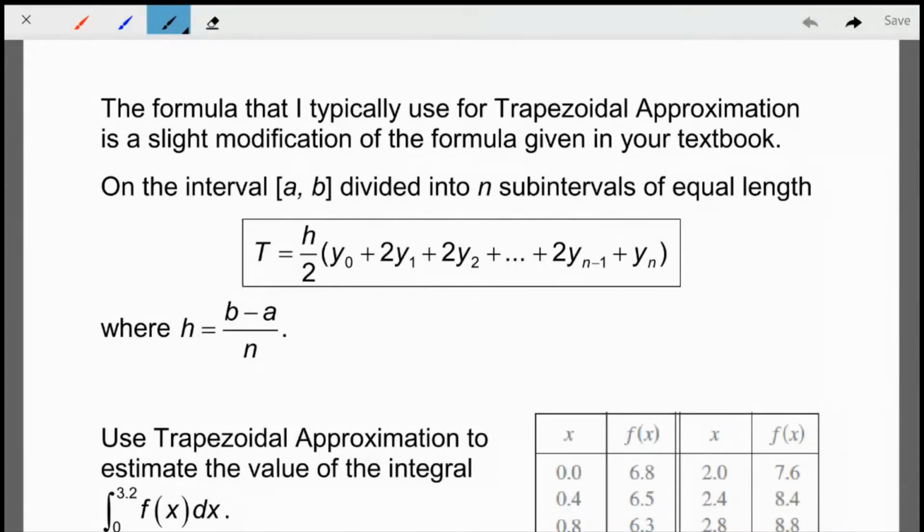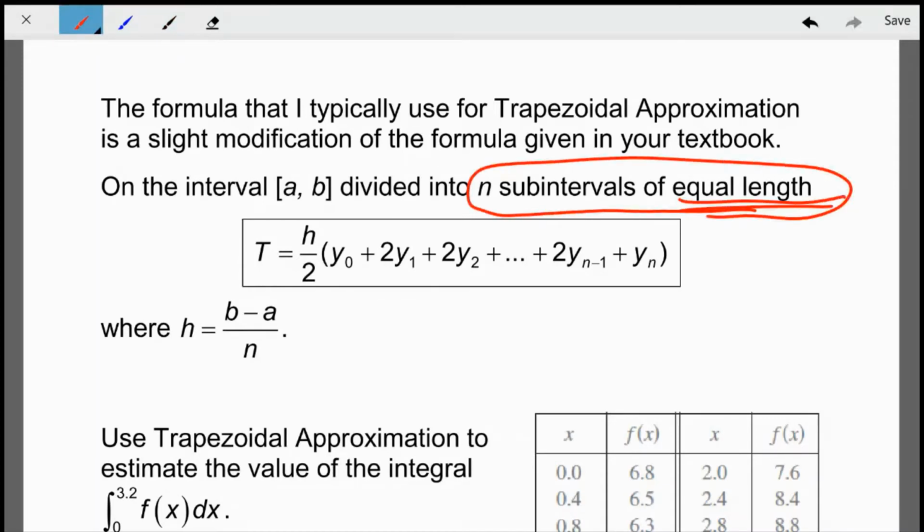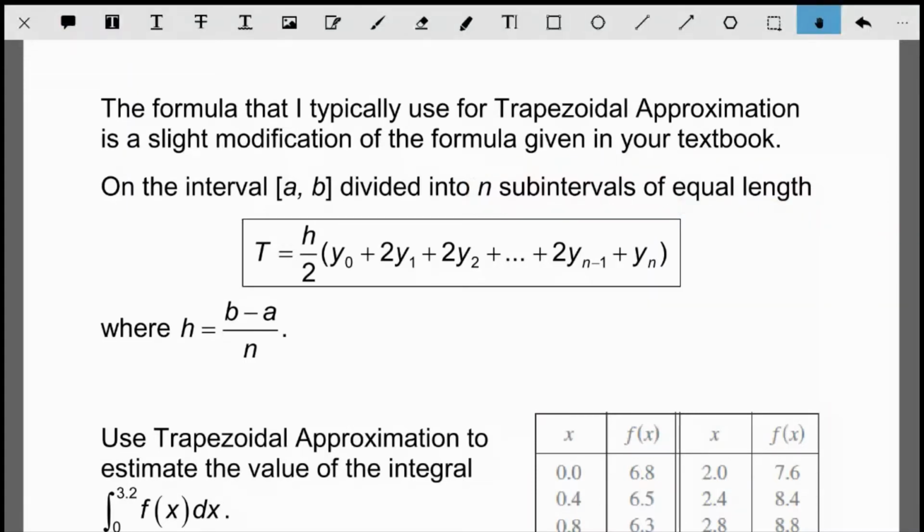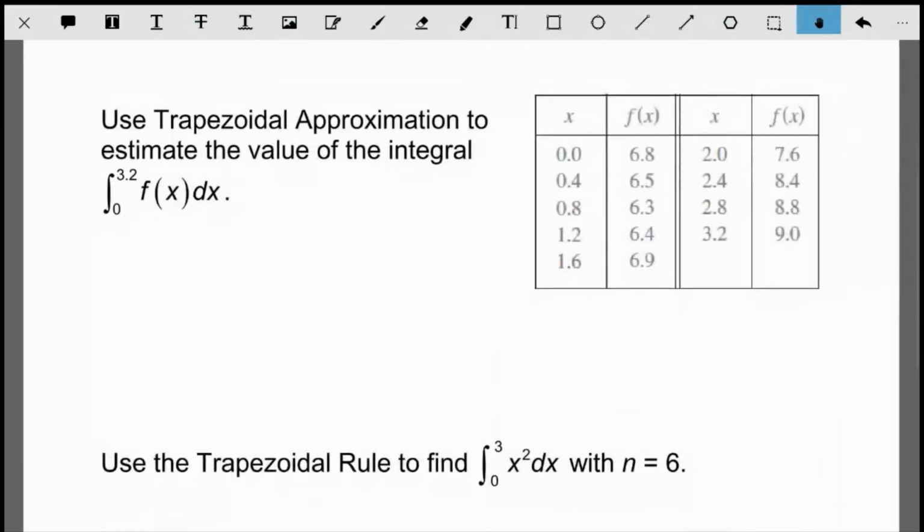So again, the key to this is we can use this formula when we have n subintervals of equal length. If we don't have equal length subintervals, then we can't use the formula. But like I said, most of the time we will be able to, but you always need to check that first. Okay, so let's just go through a few examples because this is a really, really simple idea.